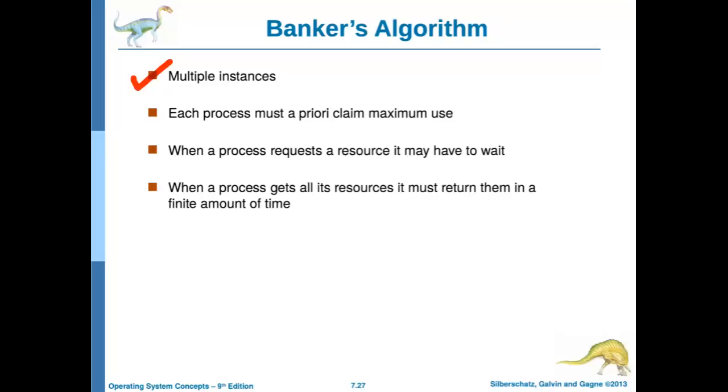Each process must priorly claim the maximum use. That means a specific resource type required by any process that must be known in advance. Okay. So the maximum use on any specific resource type, that information must be declared priorly. I'm not saying that should be requested there. No, that must be declared.